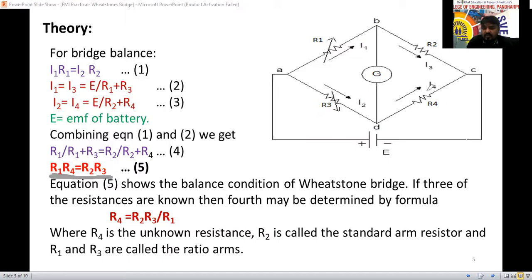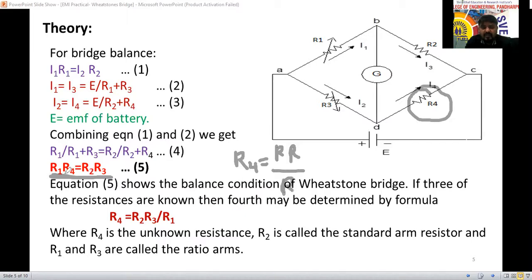From the circuit, which resistance is the unknown resistance? R4. R4 is the unknown resistance. From this equation, we can write the R4 equation. From equation number 5, can you tell me R4 equal to what? I am asking you people only.